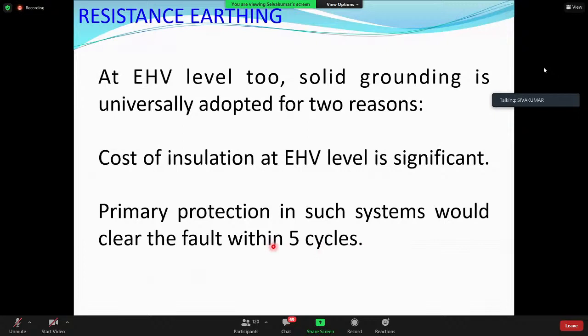So maybe the relay time is 50 milliseconds, the breaker time is 50 milliseconds. Within 100 milliseconds, the fault will be cleared. So there is no need for apprehension of higher fault current flowing for a longer time. Because of unit protection, systems will react very quickly in EHV. So generally EHV people go for solid grounding.